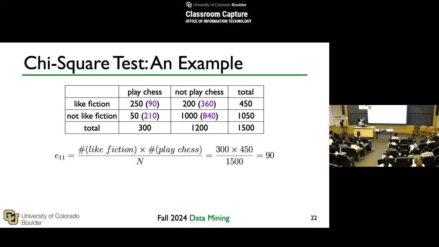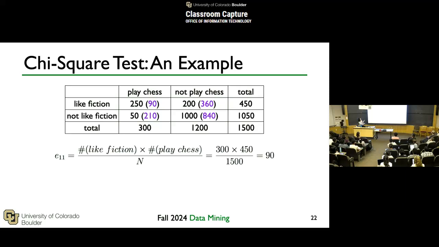So the first one is about like fiction, play chess. I know how many people like fiction? Number of people who like fiction, 450. And number of people who play chess? 300. So I want to take 450 times 300 divided by n. What is n? How many people do I have? Which number do I use?